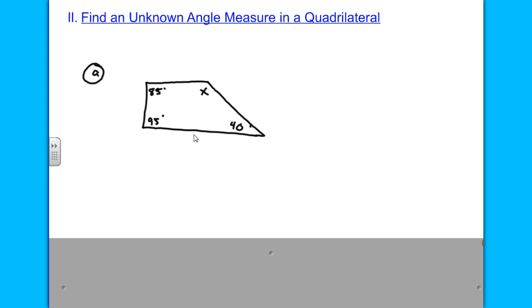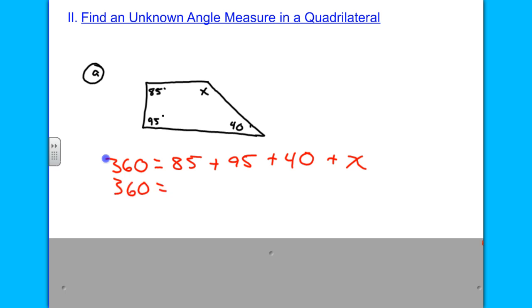So we can actually write 360 equals, what would you say? Equals 85 plus 95 plus 40. And wait a minute, there should be 4 angles in this quadrilateral. Plus x, the unknown angle. Okay? This is how we can find the unknown angle. So let's start adding up what we do know.